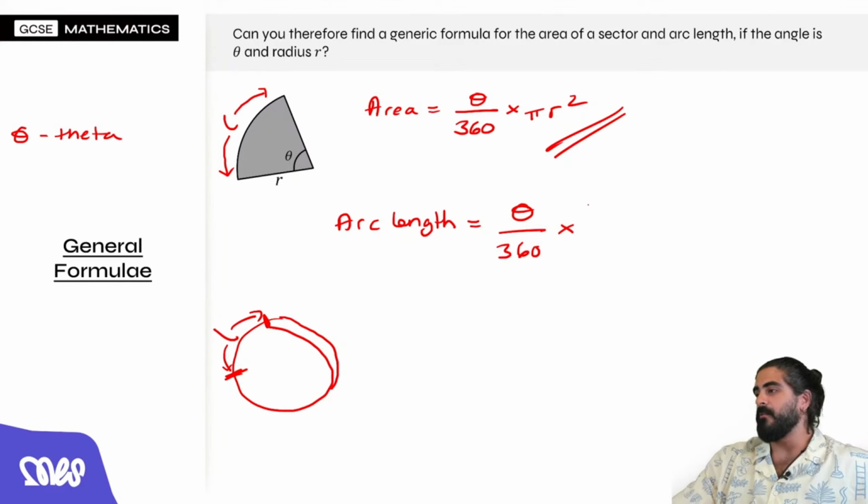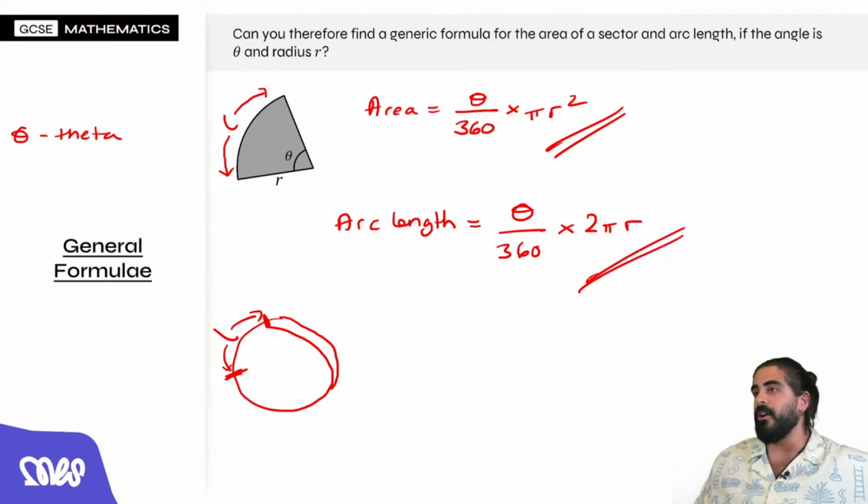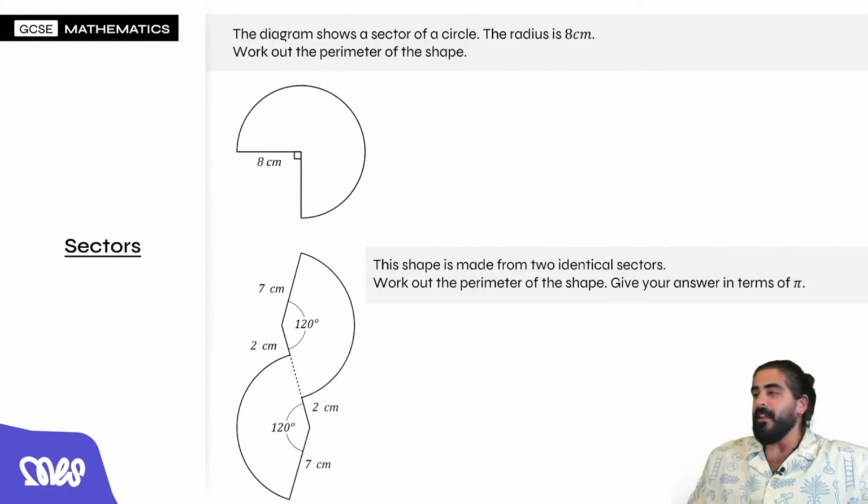Now you can write the circumference in different ways. A lot of you might write pi d, but I want you to write it in terms of r. So 2 pi r. We know 2 pi r is the circumference of a circle. All right, next thing. Let's apply this to some exam questions.